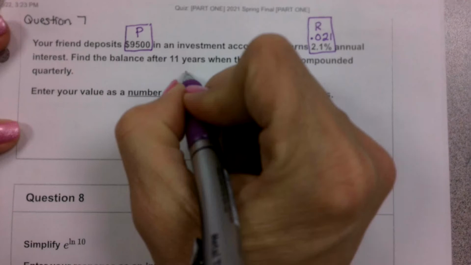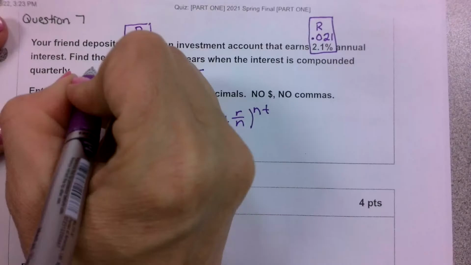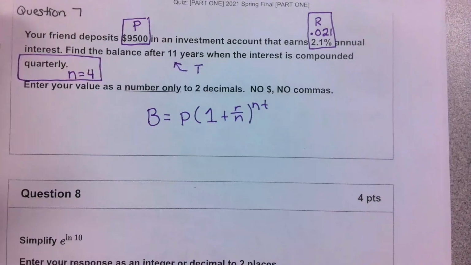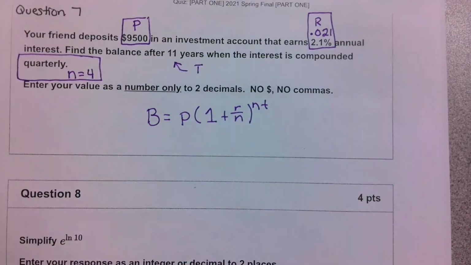This is T, and this is N. N is the number of times per year.